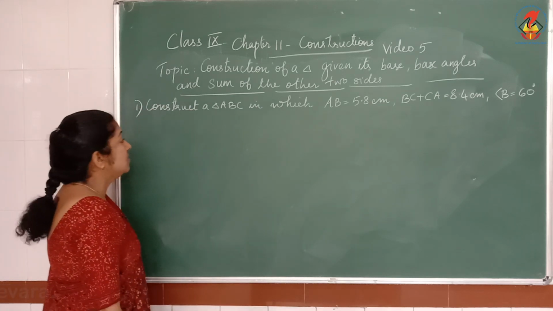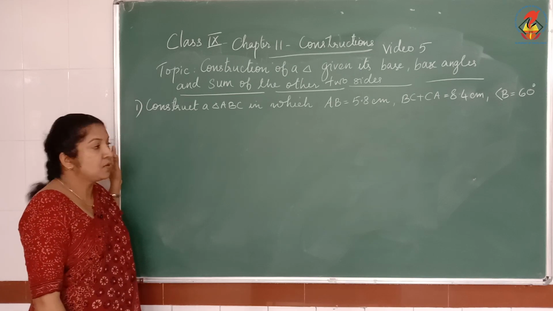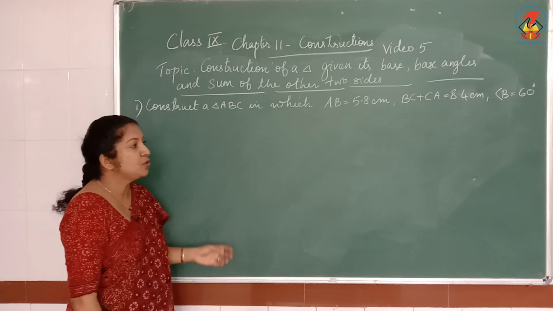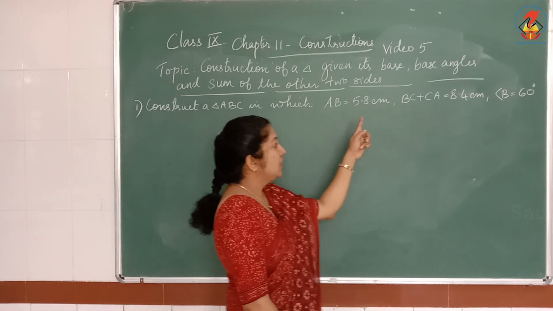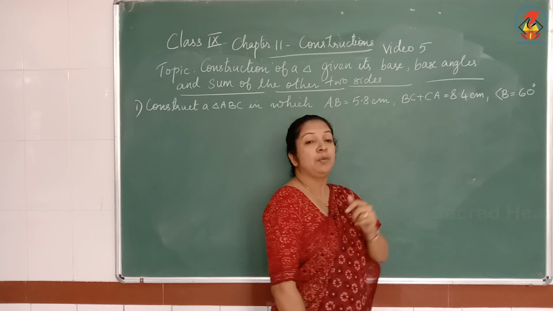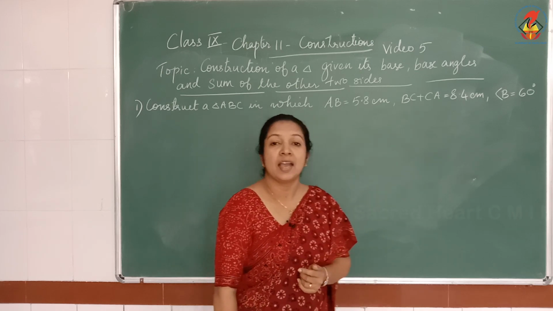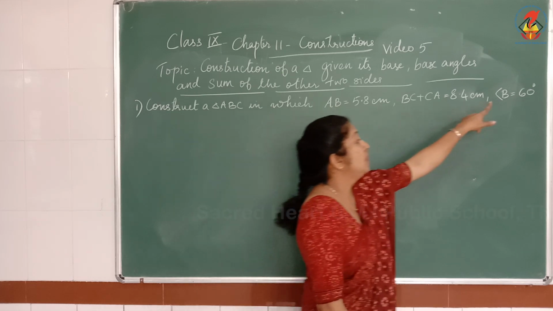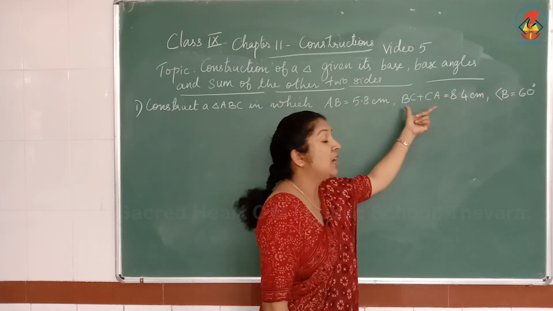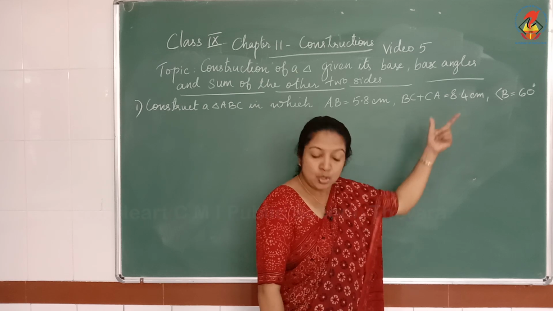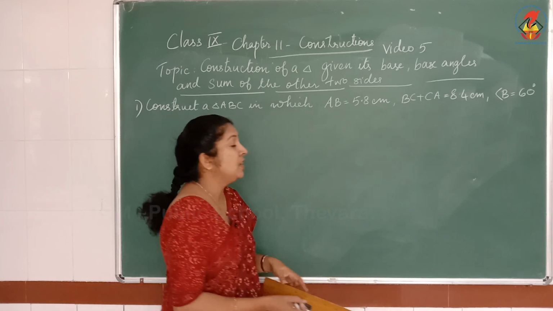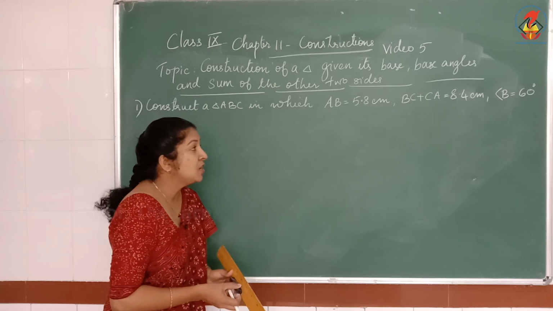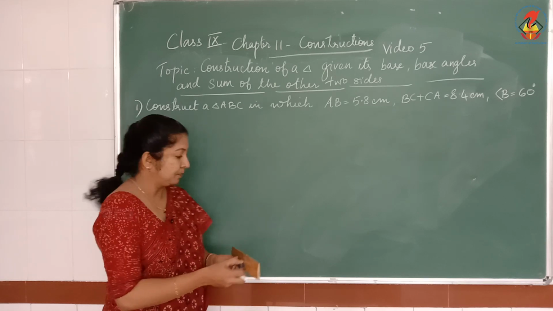So the first question is, construct a triangle ABC in which AB is equal to 5.8 centimeter, BC plus CA is 8.4 centimeter and angle B is equal to 60 degree. This is the base angle and sum of the other two sides. So we have to start from the base. What is the base? AB is the base. How much is that? AB is equal to 5.8 centimeter.